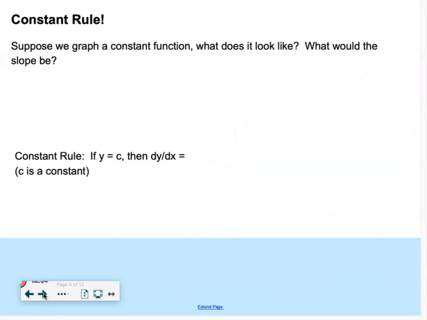So constant rule. Name, let's see. Anthony. Hi, Anthony. Name a constant. 1. So y equals 1 is called a constant function. It's a function that is nothing but a constant, right? Anthony, what does the graph of y equals 1 look like?